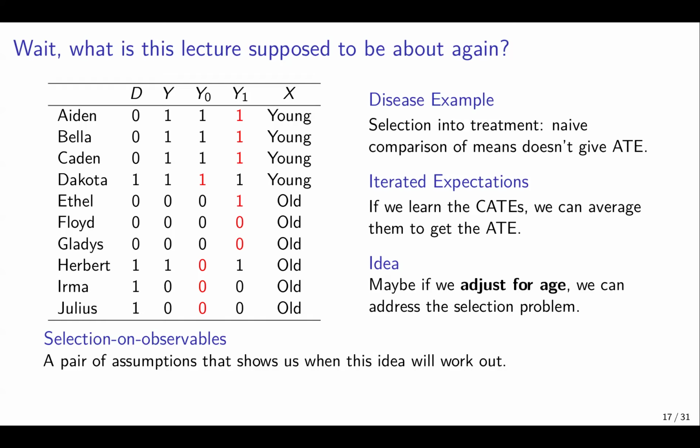This is, in fact, a pair of assumptions, and it's a pair of assumptions that shows us when this particular idea, the one that I just mentioned about adjusting for age, is going to work out and actually solve our causal inference problem.